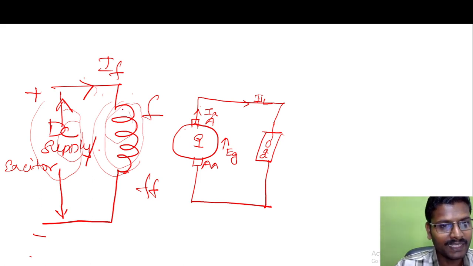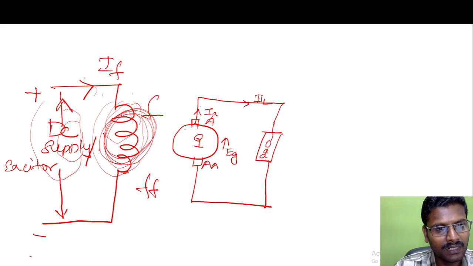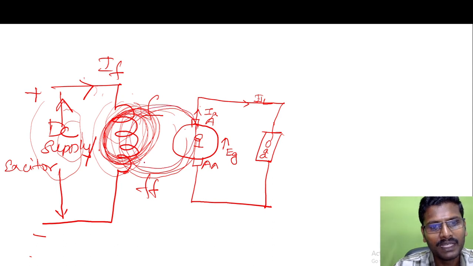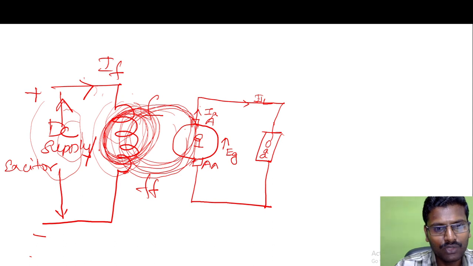Now the coil gets energized. Energized means nothing but the coil will be turned into an electromagnet, right? So the coil gets energized and the flux lines will be created around this field coil, which will be linking with the armature winding. The flux produced in the field winding will be linking with the armature winding, whereas the armature winding will have a residual magnetism, through which it will have a small amount of flux.